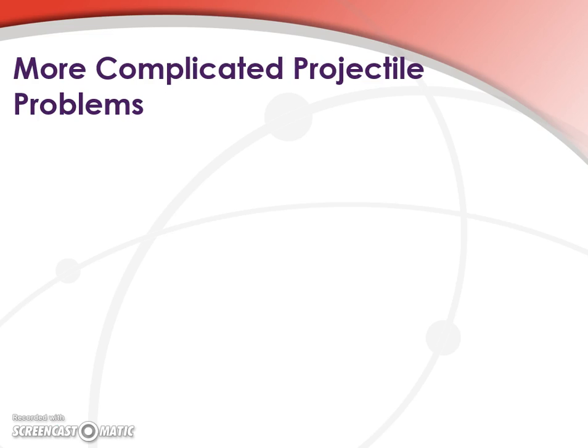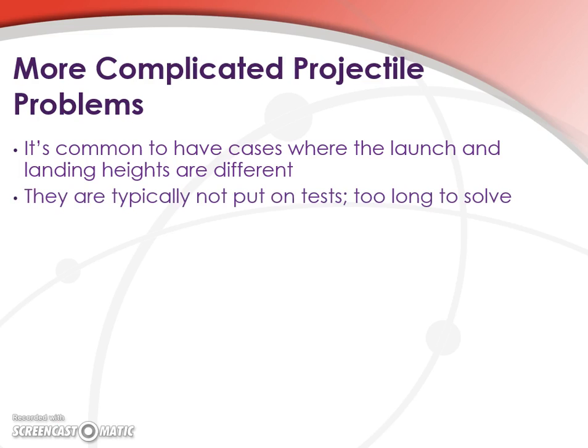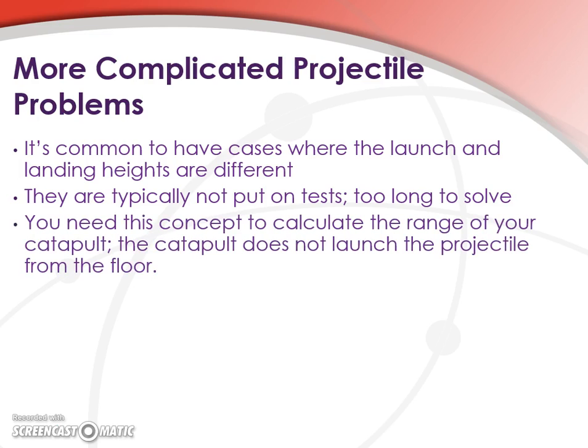So we've already covered some projectile problems in previous lectures. Today, we'd like to consider cases where things are a little more complicated. It's really common to have cases where launch and landing heights are different. They're typically not put on tests because they're too long to solve. However, we're going to need this concept to calculate the range of our catapults for the catapult activity, because our catapult doesn't launch the projectile from the floor, it launches it from a spot above the floor.